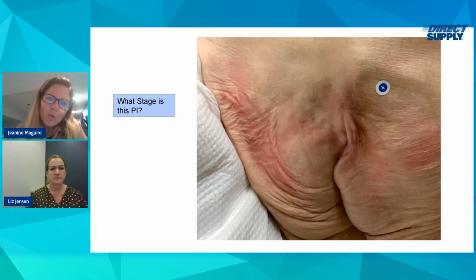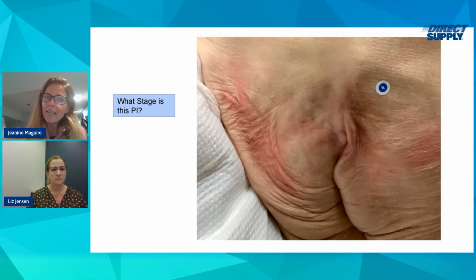If you found a stage 1, couple things, guys. Number 1, stage 1 is an evolution. You don't live in the state of a stage 1. So if this person's skin still looks like this in a year, it's then not a stage 1, okay? A stage 1 is the beginning. It's that hyperemic response. Again, it's not blanching.